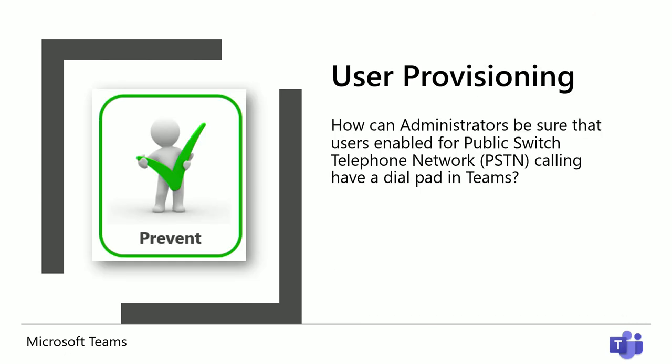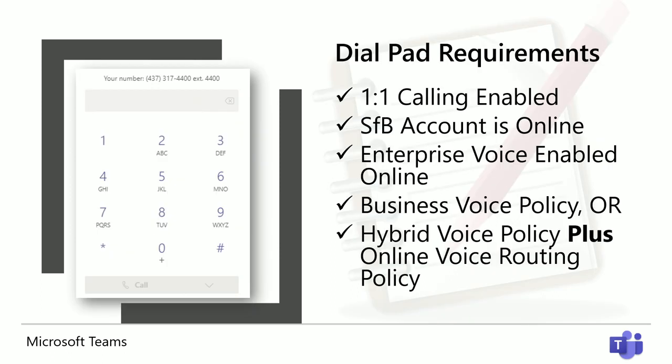Okay, so how can administrators, here's a good one, ears on, how can administrators be sure that users who have PSTN calling capabilities actually get a dial pad in their Teams client? Well, believe it or not, this is still probably one of our number one support issues. So there's a couple of pieces to this. First, one-on-one calling's got to be enabled. Right? If we're blocking this, then they're not going to be able to see it.